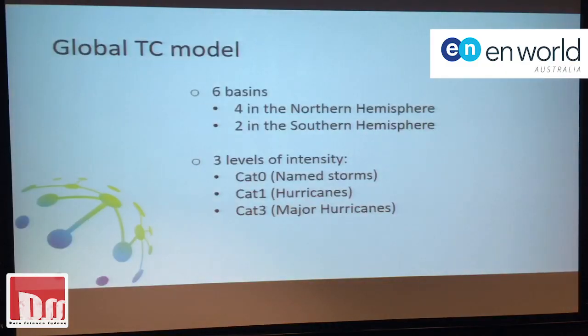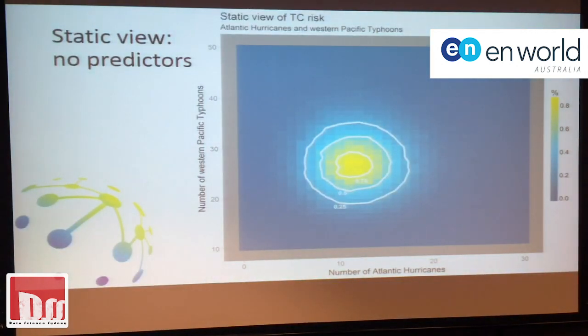So that's how we build the model. We've made it a global model, so it has 6 basins, as I was showing in the introduction, as well as 3 different levels of intensity. I'll be showing a little bit of backtesting here.